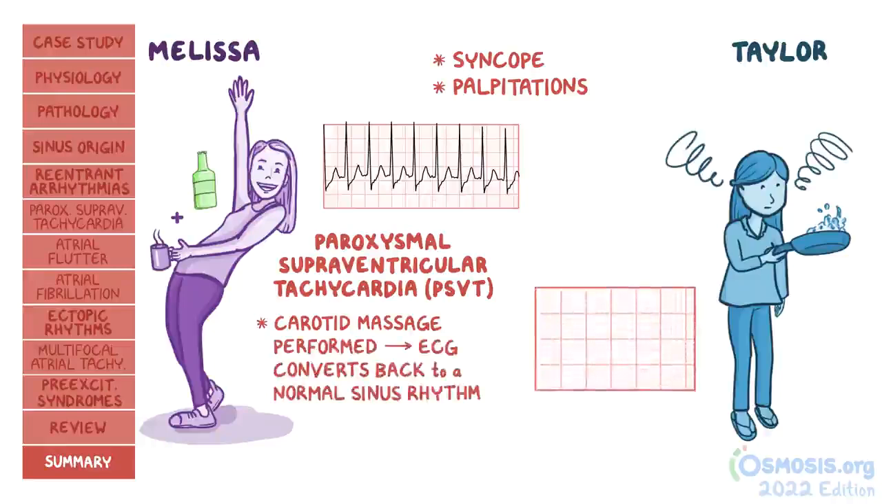On the other hand, Taylor's ECG shows a short PR interval and a wide QRS complex with an initial delta wave, which is the classic ECG pattern of Wolff-Parkinson-White syndrome.